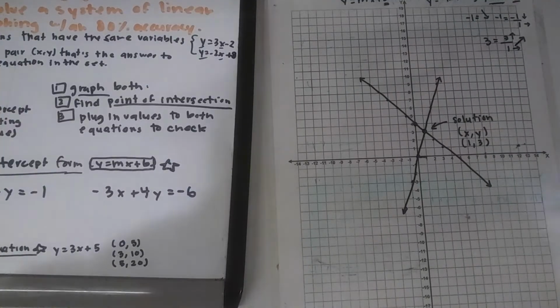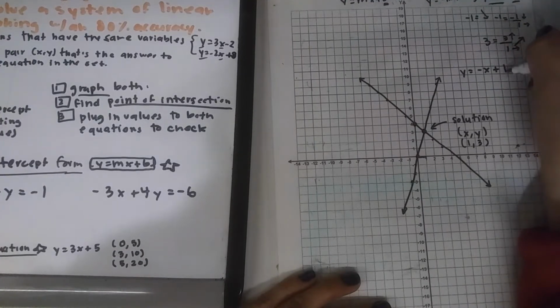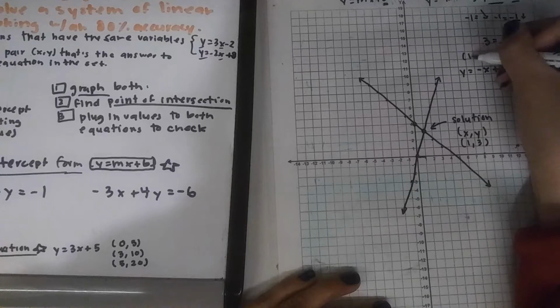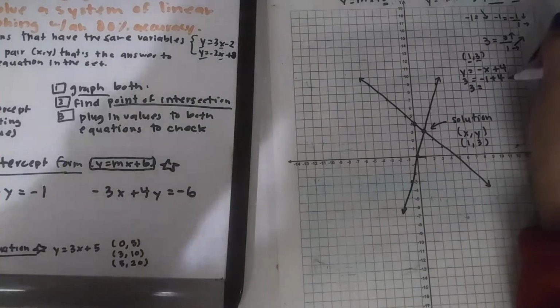And then I'm going to check to see if that's true. So I'm going to plug those values in. So then I have y equals negative x plus 4. I'm going to plug in values. So I have 1 comma 3. So that 1 goes on the x, right? So I'm going to say negative 1 plus 4. Is it true that that equals 3? So 3 equals a negative 1 plus 4.